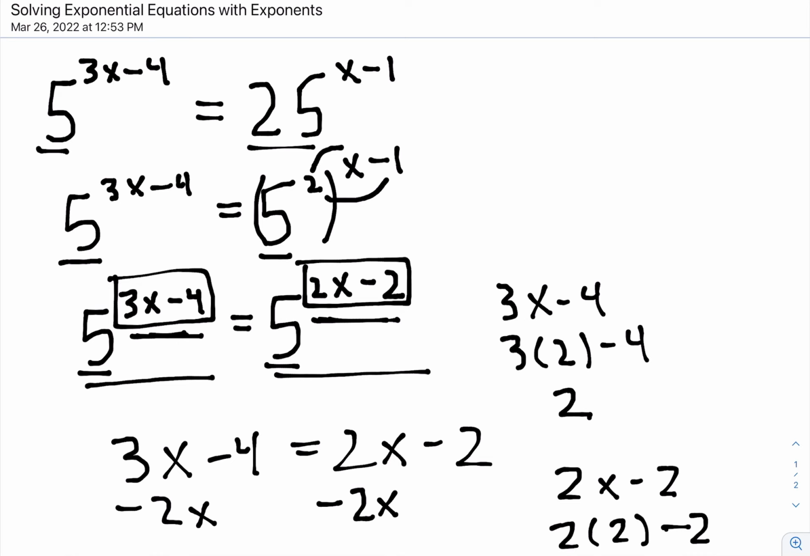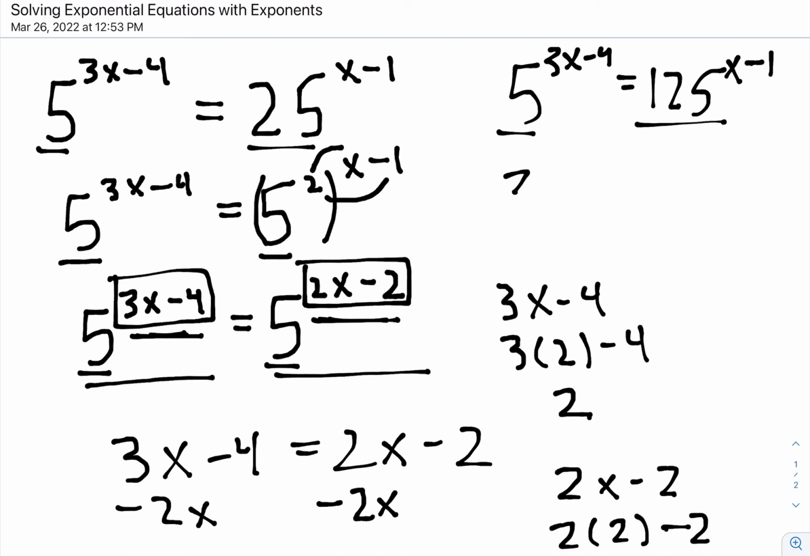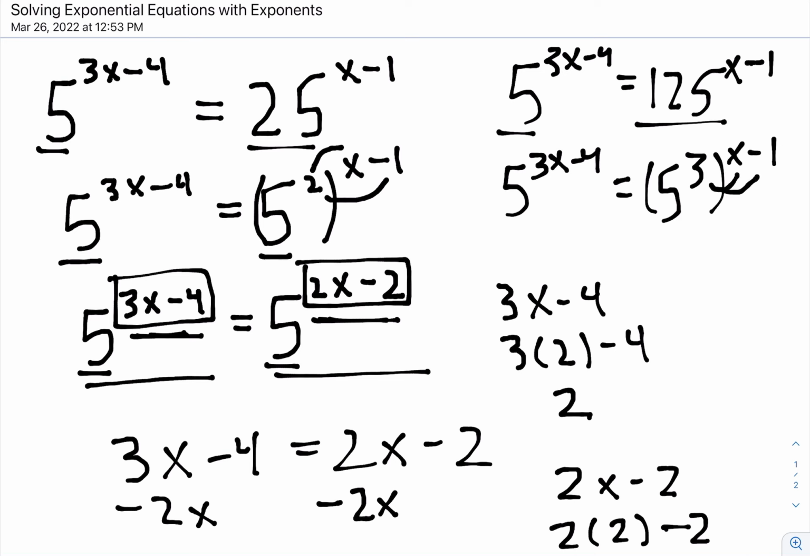Maybe this is 5 to the power of 3x minus 4 equals 125 to the power of x minus 1. Okay, so I know that 5 is the cube root of 125. So 5 to the power of 3x minus 4, right, equals, we want to keep it a 5, so we want 5 cubed to the power of x minus 1. Then we would distribute this 3 and solve for x.